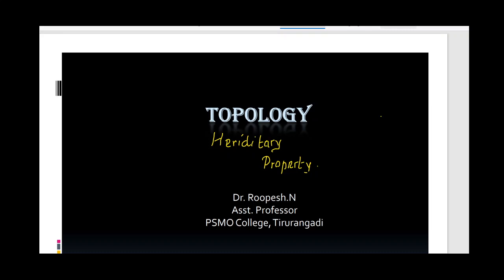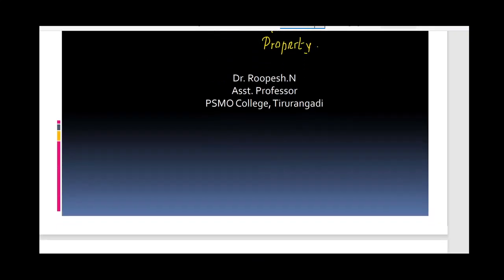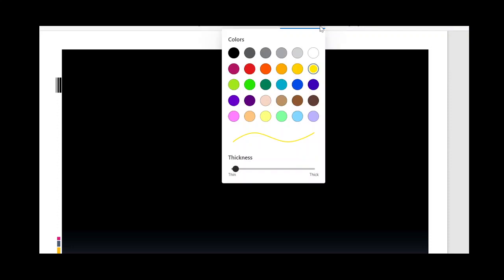Welcome to topology class. Last class we discussed subspaces and we have seen that the topology in the subspace is going to be the topology from the parent set restricted to this subset. Today we will discuss hereditary properties. Today our topic is hereditary property.